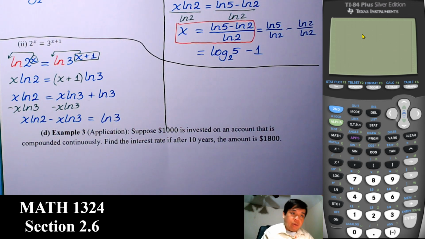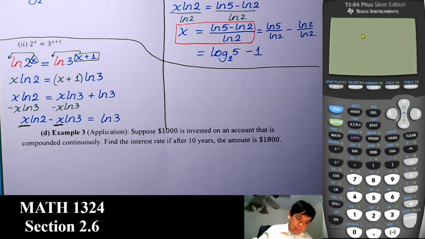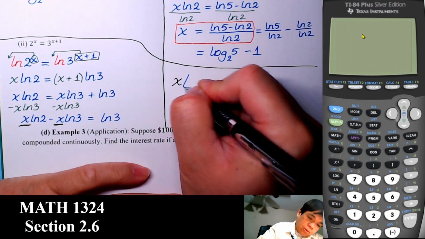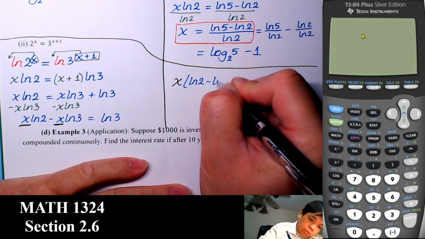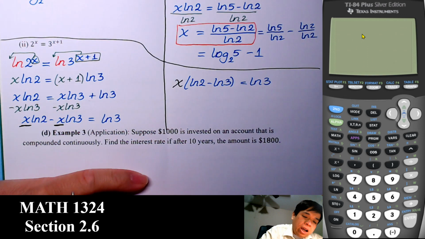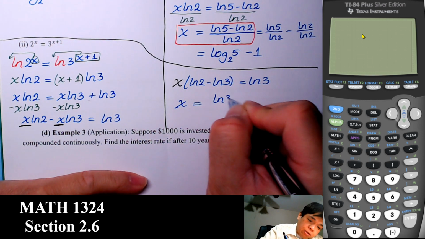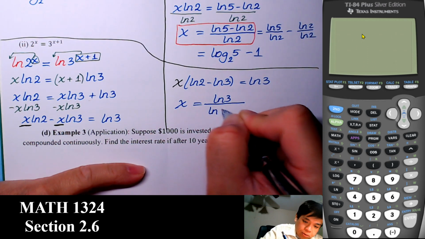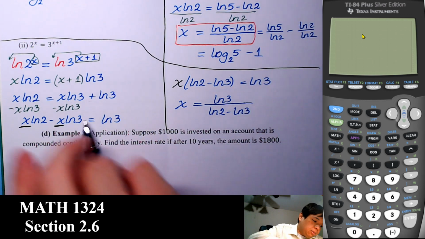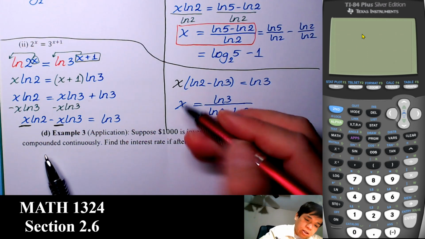Move the x to ln of 3. Now both of them have x. I can factor it out. And now we divide that on both sides. So that's what we have.